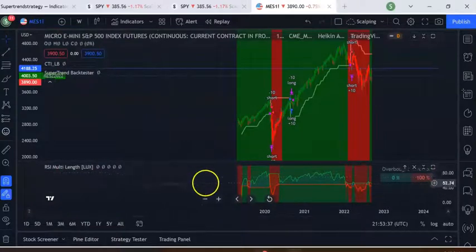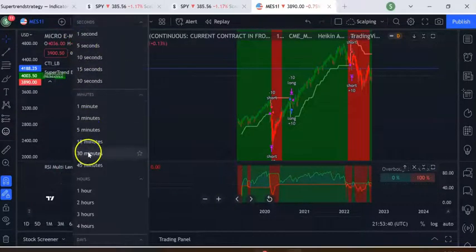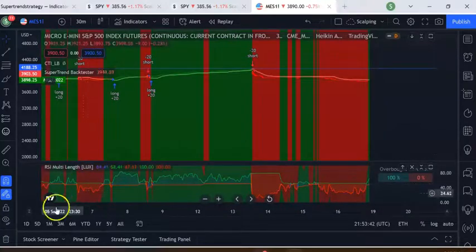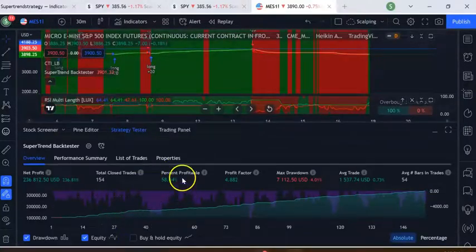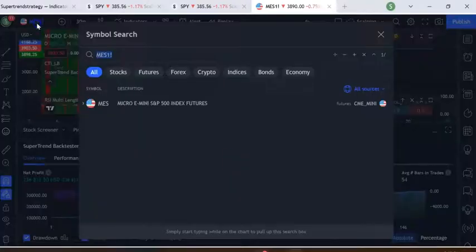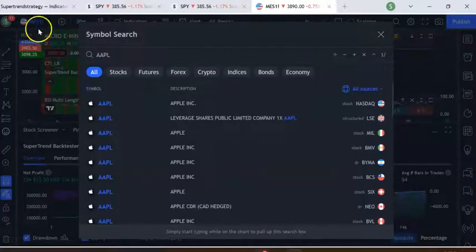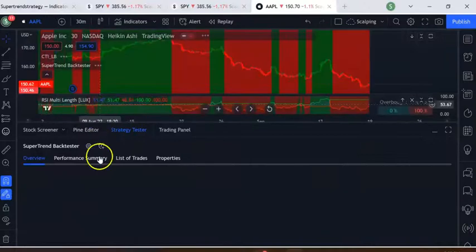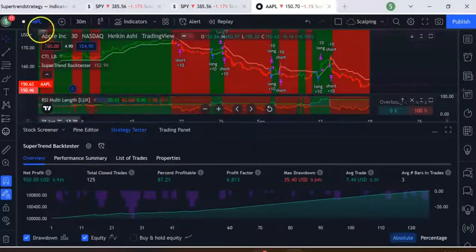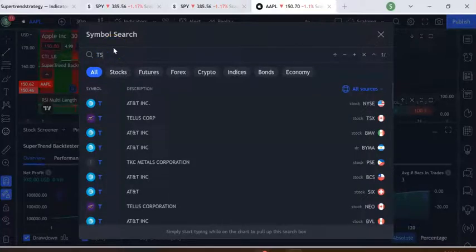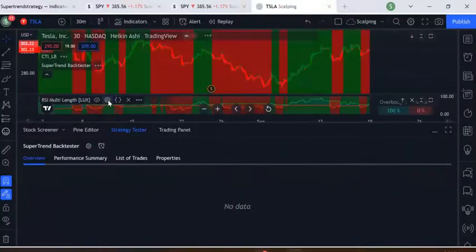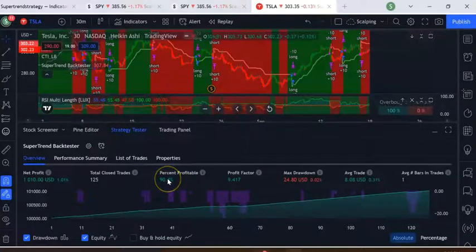If we look at MES on a 30 minute time frame, this strategy tester shows only 58%. Let's say we look at Apple. It's 87%. Let's look at Tesla. It's 90%. So it also differs on different stocks. It's a good strategy, just try to use it in your strategy for taking trades.